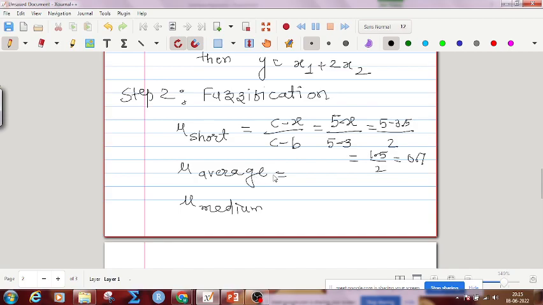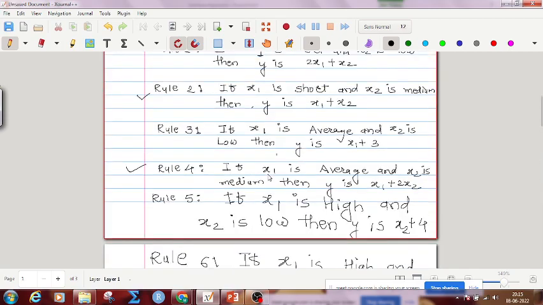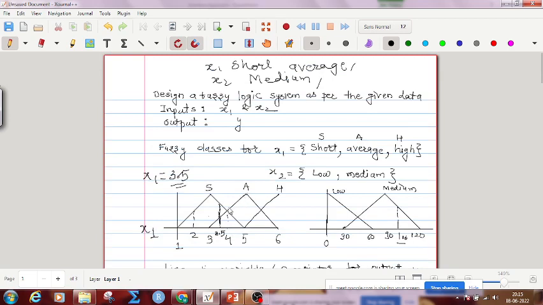Now for mu average, this line is the first side of a triangle. So what equation of membership can we consider? It is x minus a by b minus a. The value of a is 3. What is the value of b? b is equal to 5. I will repeat. For the class average, this is the first line, where the membership is x minus a by b minus a, where a is 3 and b is 5, the middle point.